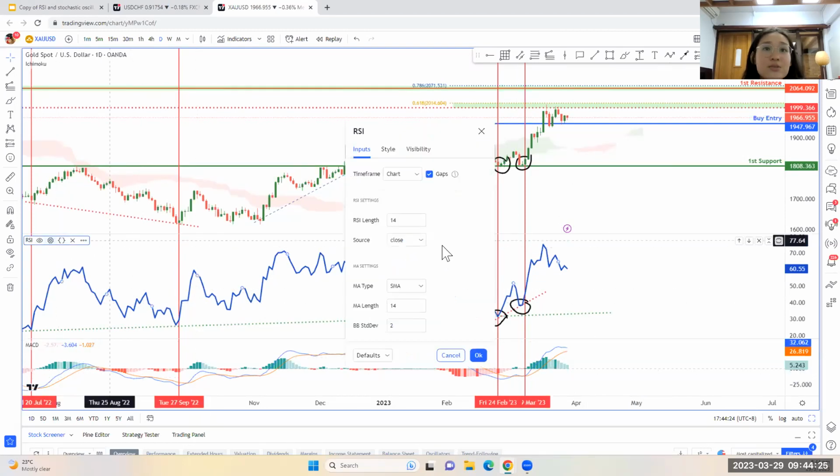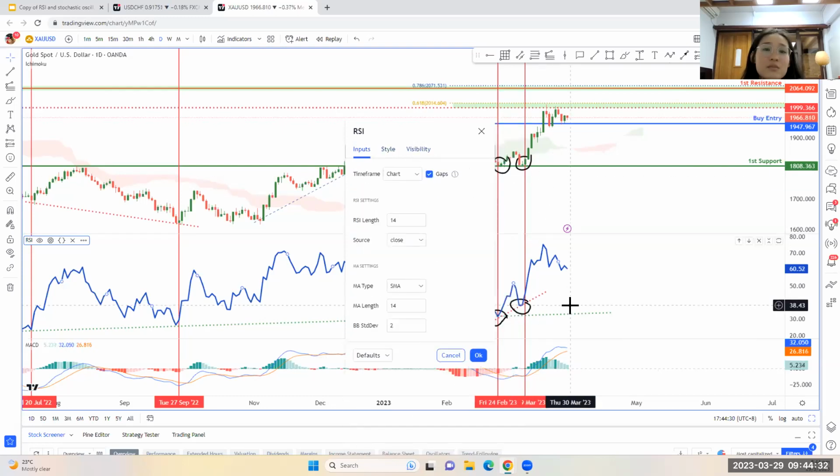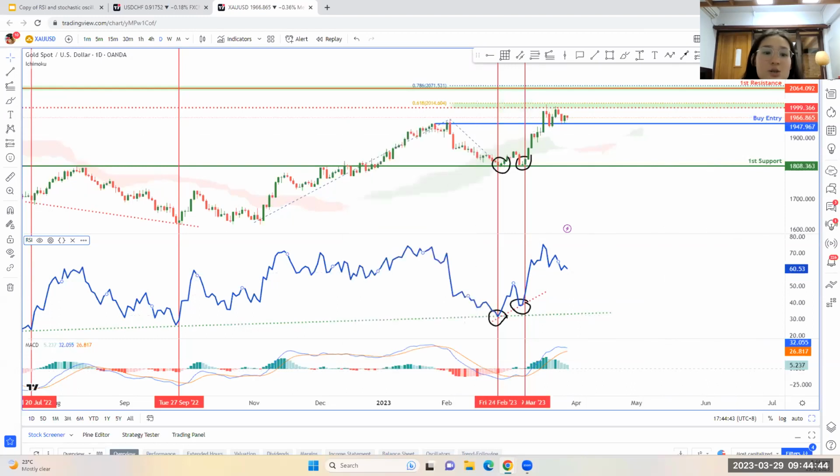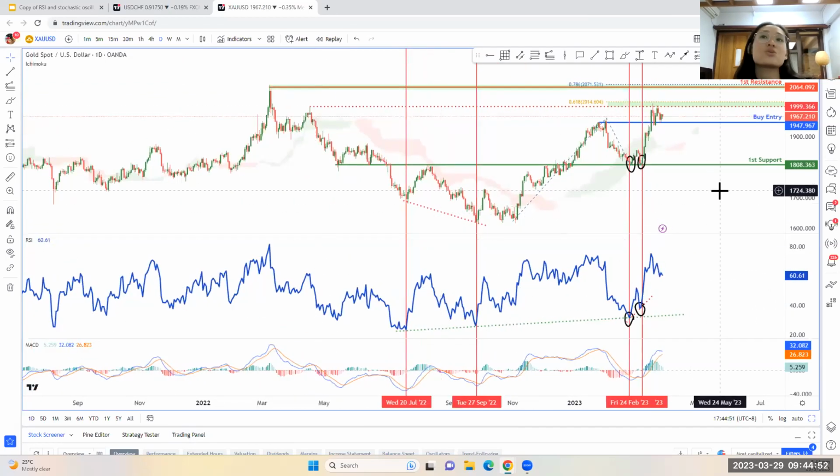RSI period value over here, we typically just stick to the same settings. Okay, no worries. So I think I had another request for Euro USD. So that would be the last chart that we'll go through really quickly just to identify divergences.